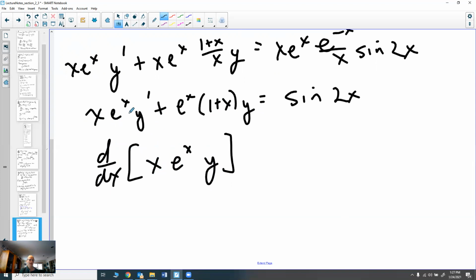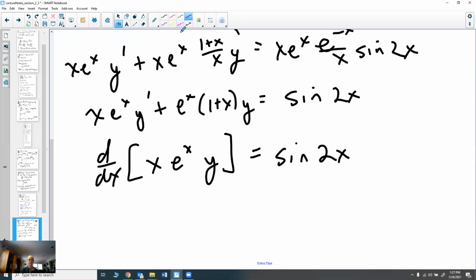You're going to have the first, x e to the x, times the derivative of the second, which is just y prime, plus the derivative of the first. We have to use a product rule here. That'll be 1 times e to the x plus x times e to the x, which gives you e to the x times (1 plus x) times y. So it worked out. Again, it should always work out. It's a good check to make sure it did.